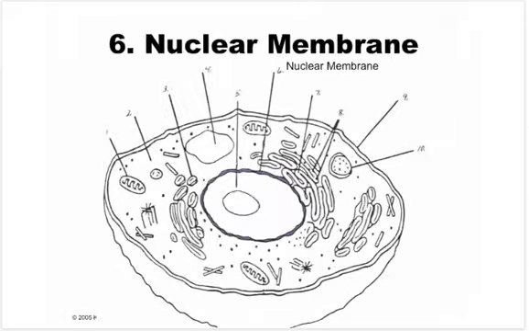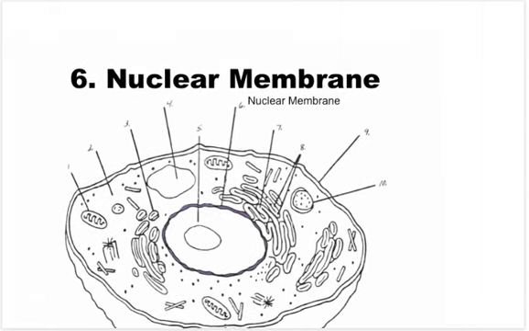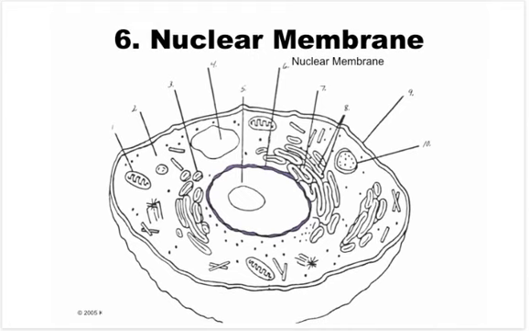Number 6 is the nuclear membrane. Here's the label, the label right here, and then it's the purple part on the outside of the nucleus.